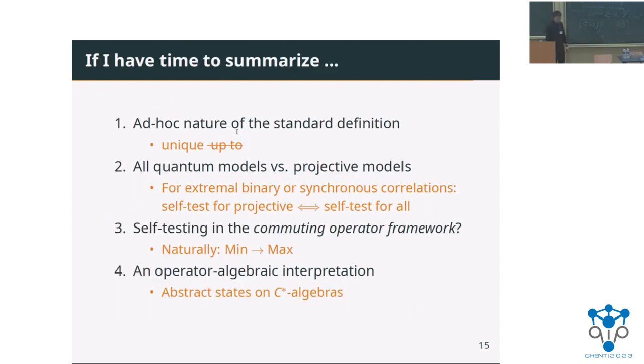To sum up, we have a new formulation of self-test, which is a unique state, not up to anything. We show that for two large classes of quantum correlations, synchronous correlations and binary correlations, self-test for all quantum models and self-test for projective quantum models are equivalent. One of the advantages of this operator algebraic formulation is that it generalizes naturally to the commuting operator framework by simply changing the min tensor product C-star algebra to the max tensor product C-star algebra.